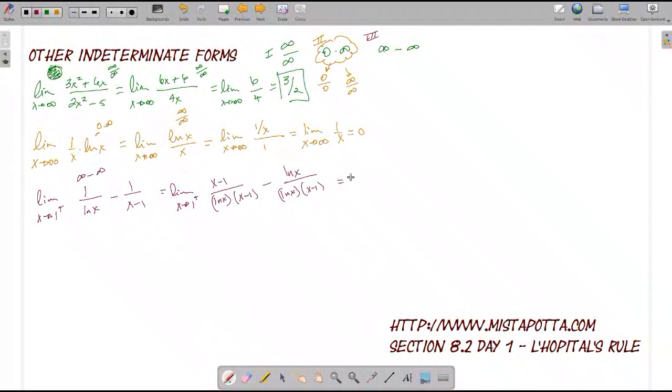So I end up with the limit as x approaches 1 from the positive side of x minus 1 minus natural log x over the natural log of x times x minus 1. And so looking at this as x approaches 1 from the positive side, I've got a 0 over 0 situation, and L'Hopital works perfectly for these types of problems.